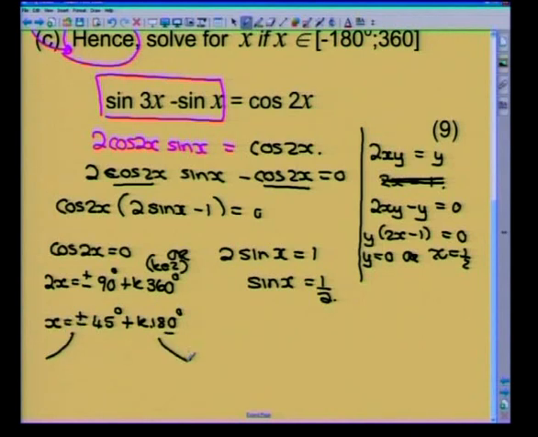Do you agree with me that this actually means that the one solution is this, and the other solution is this?